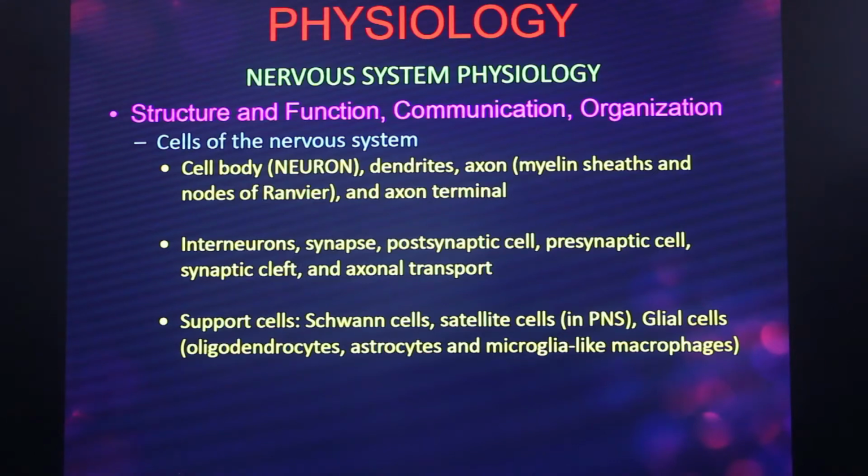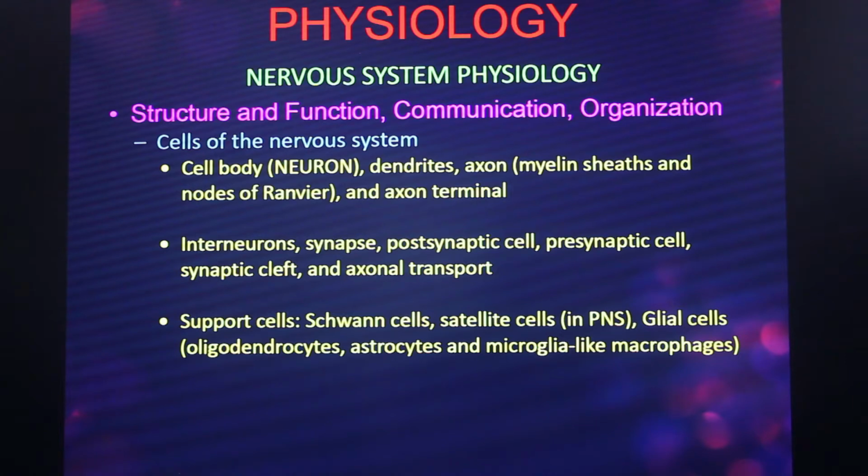Dear students, in this lesson we're going to talk about the nervous system physiology, and then we will be talking a little bit about circulation physiology. If we look at the cells of the nervous system, a single cell of the nervous system is called a neuron. It includes dendrites, axon. It might be with a myelin sheath or without a myelin sheath.